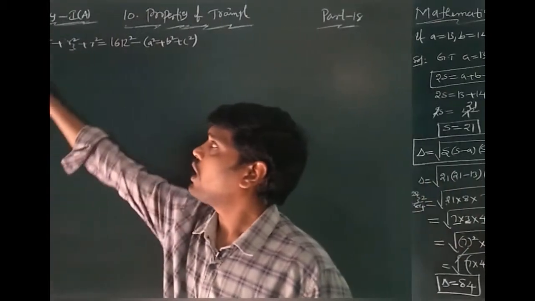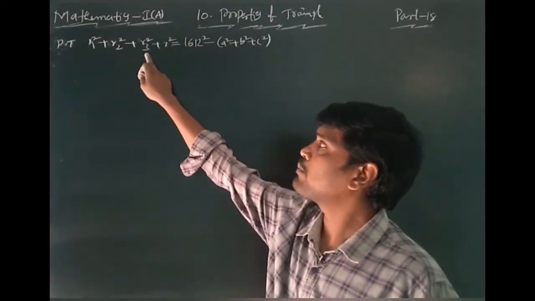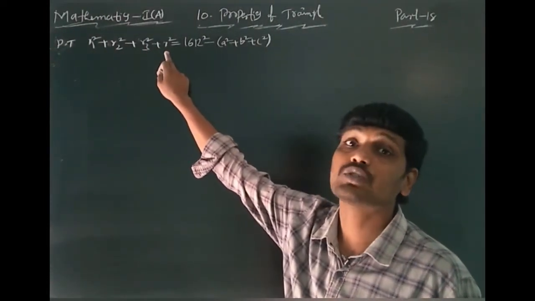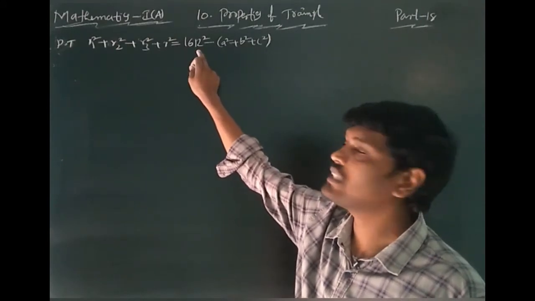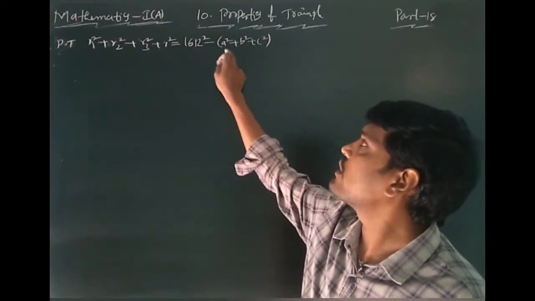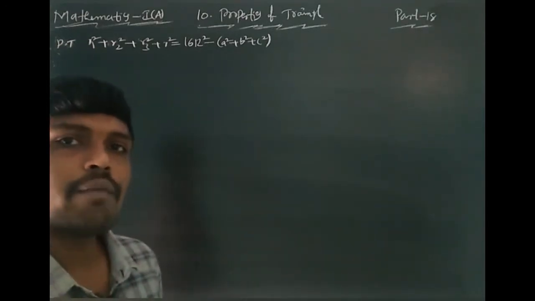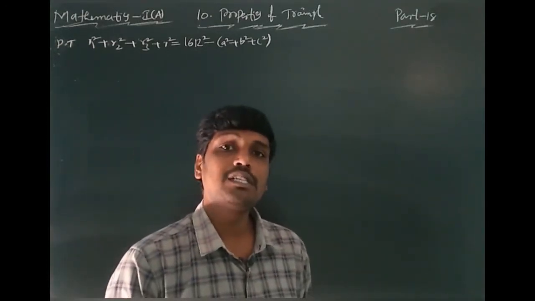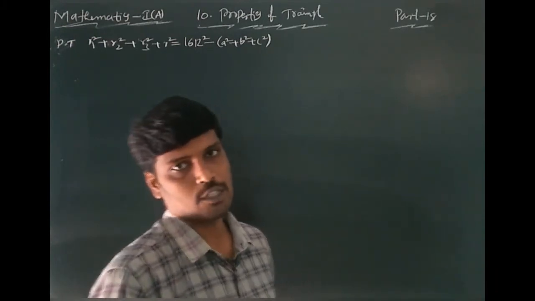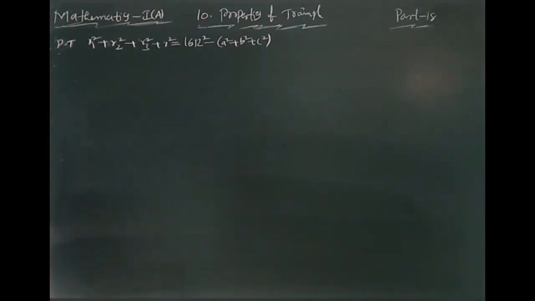Prove that r1 square plus r2 square plus r3 square plus r square is equal to 16R square minus (a square plus b square plus c square). This last problem is a very important repeated problem. This is an expected 7 marks problem. That's why you can do this problem in this way.